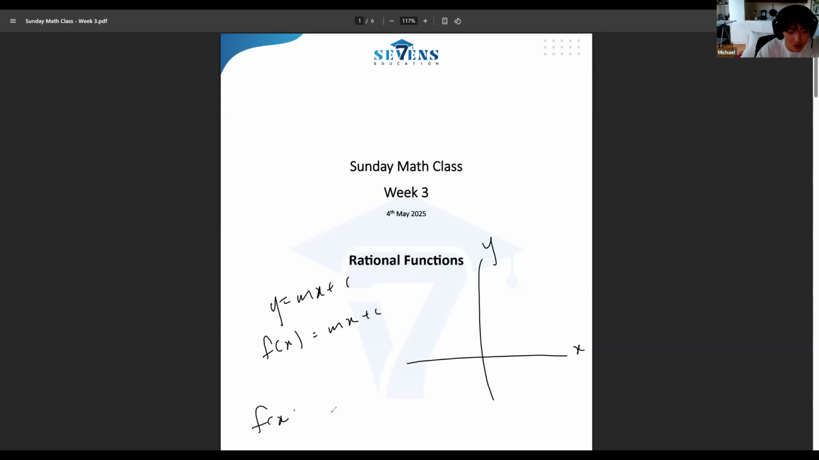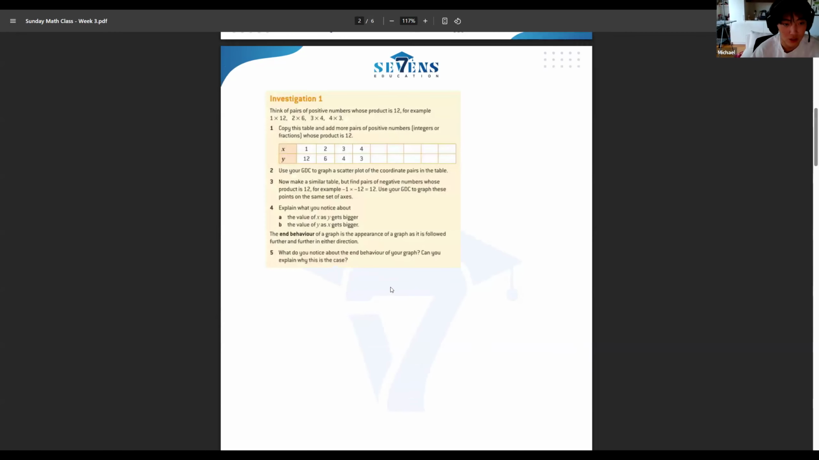We also have quadratics, right? Which is ax squared plus bx plus c. And we also have exponentials and also rationals. Rational function is the function we're going to focus on today. Okay. So what is a rational function?